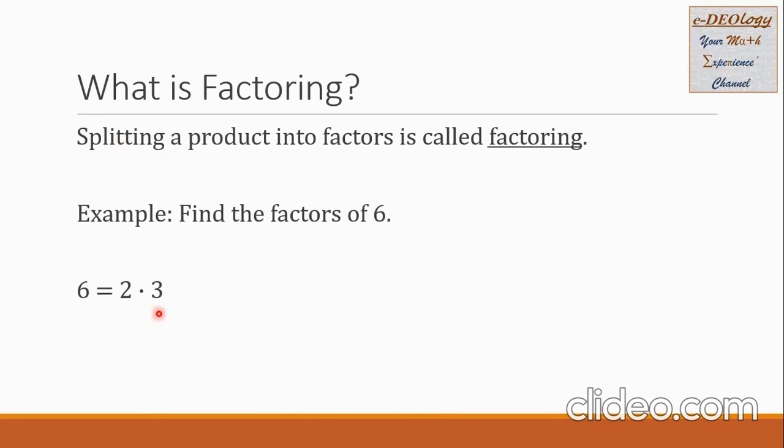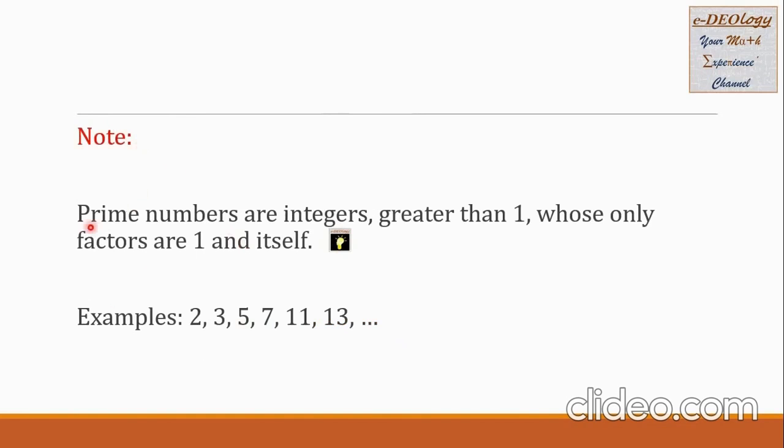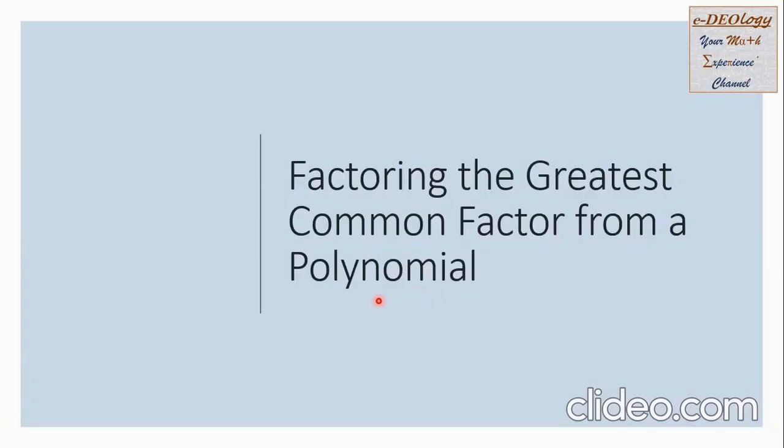We know that there are other factors like 6 times 1 for this number 6. However, for this topic of factoring, we will only consider prime factors. Let us note that prime numbers are integers greater than 1 whose only factors are 1 and itself. Examples are 2, 3, 5, 7, 11, 13, and so on.